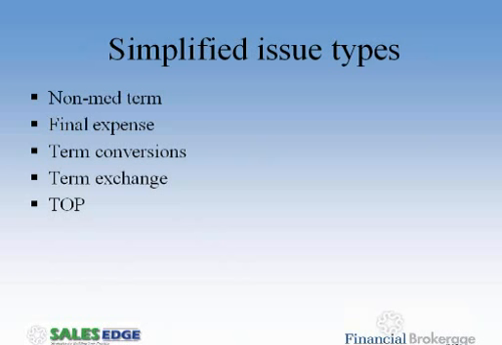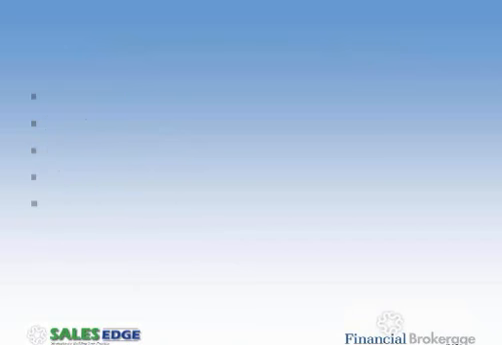Aviva is the one that offers the other exchange for a permanent plan. But here they can get a new term policy, save themselves a lot of money if budget is an issue. And that would be the simplified issue products.